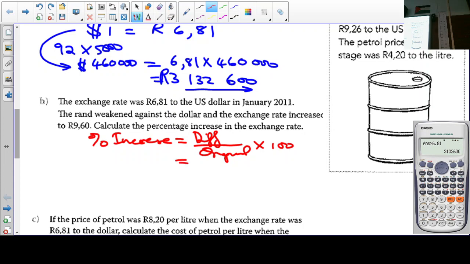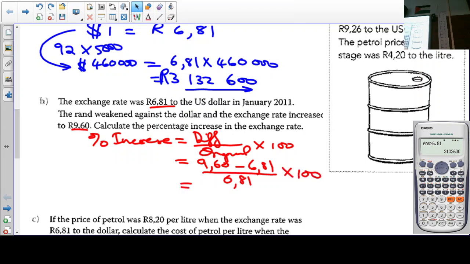Now, the difference is the difference between the two exchange rates. So it's going to be 9,60 minus 6,81 over, what is the original exchange rate? 6,81, and I multiply that by 100. So you put that in a calculator. So it's 9,60 minus 6,81 over 6,81 times 100. Why times 100? Because I'd say percentage.